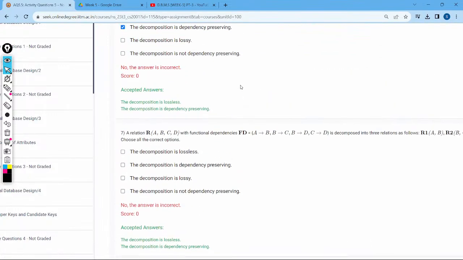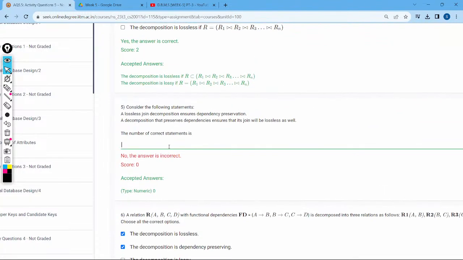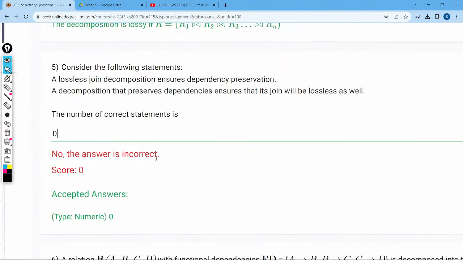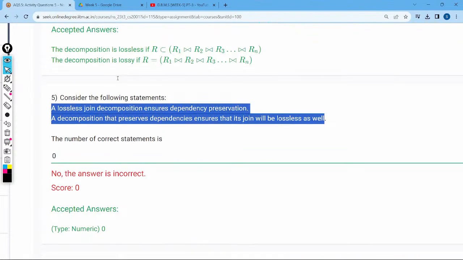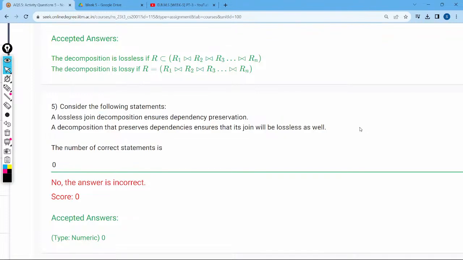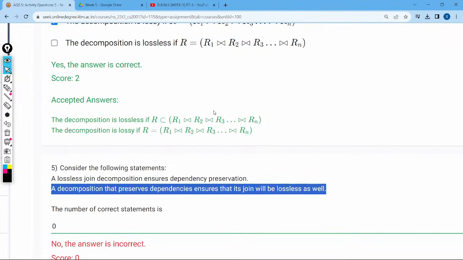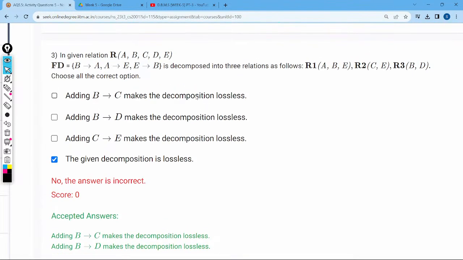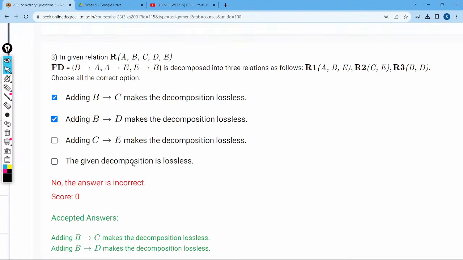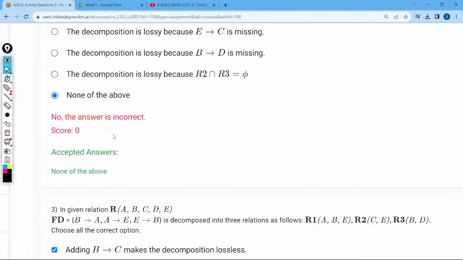This is something that I left to you. The correct statement is 0, so both the statements here are incorrect. Being lossless does not ensure dependency preservation, and a decomposition that preserves dependency does not ensure that the join will be lossless as well. Adding B and D would make it lossless. Let's move forward. Why is the second one incorrect?